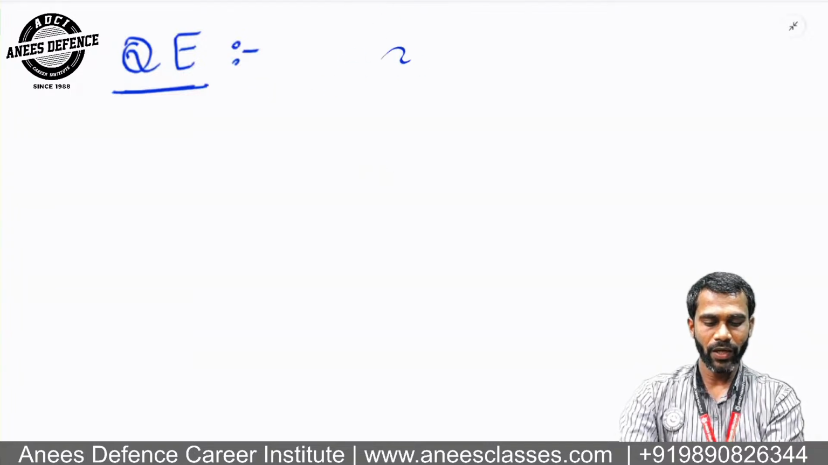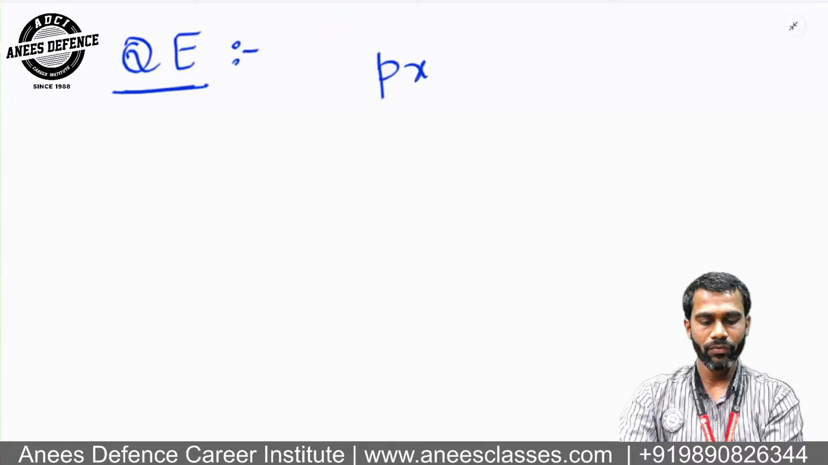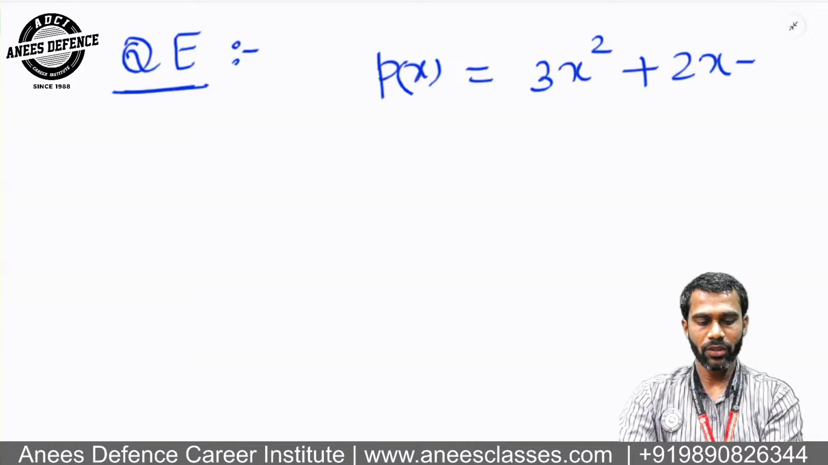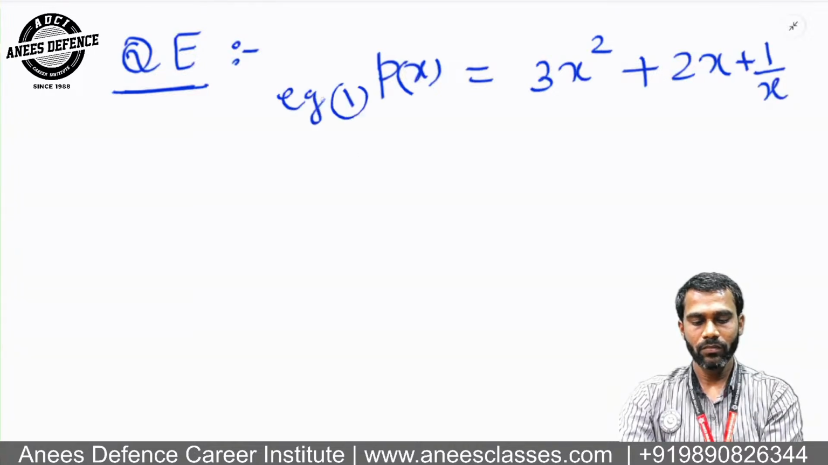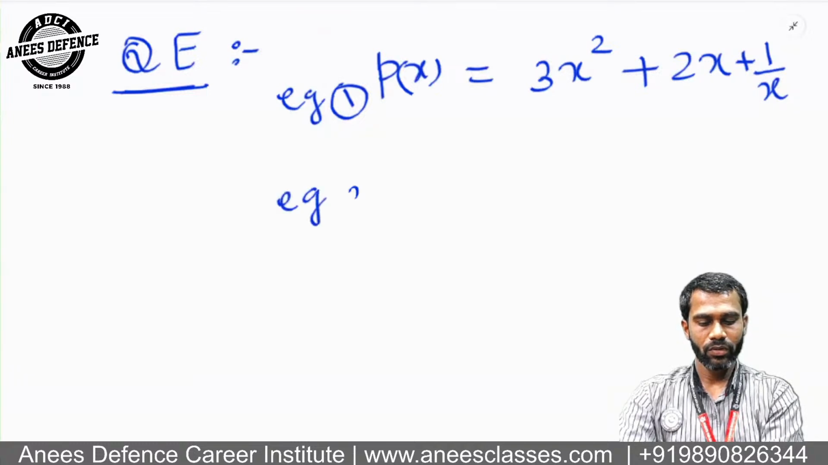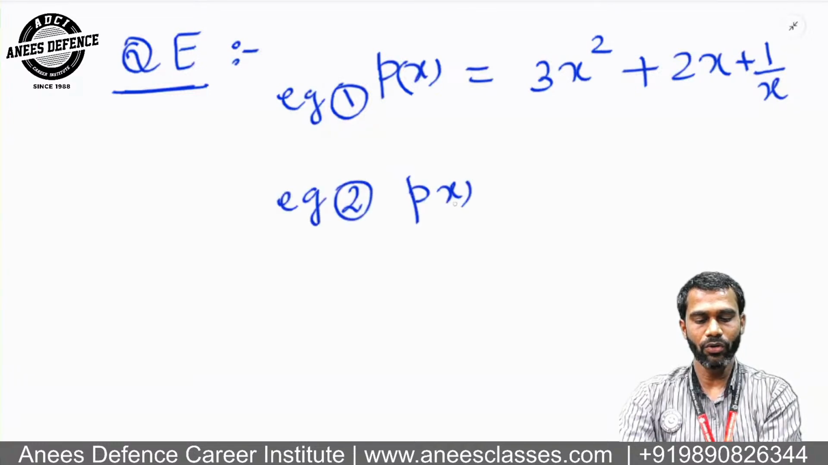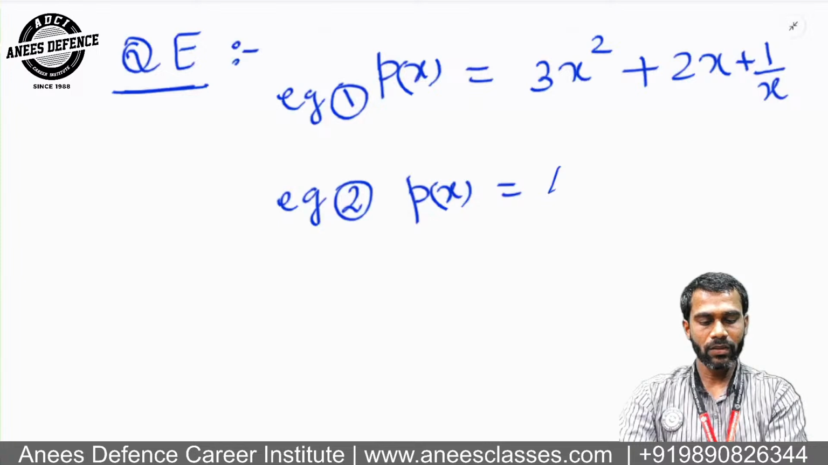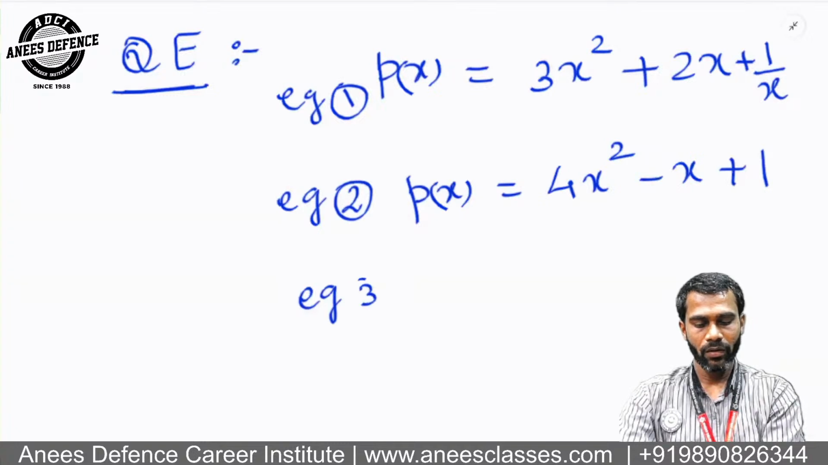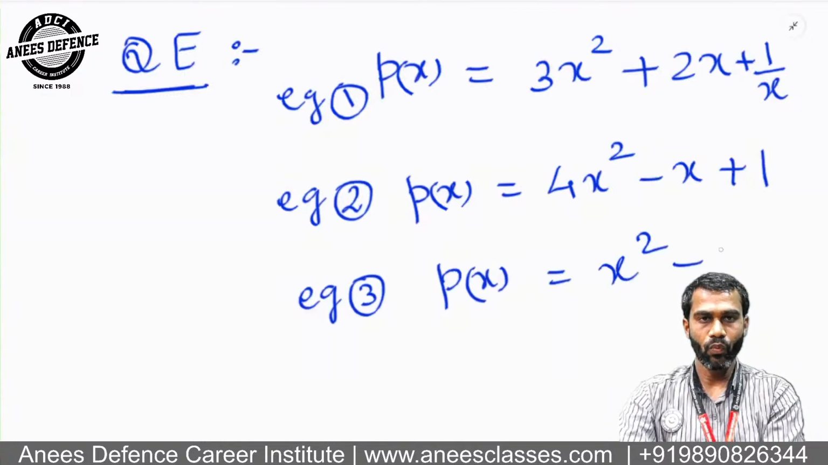Okay. Suppose we have p of x is equal to 3x square plus 2x plus 1 by x. So this is example number 1. Example number 2, suppose we have p of x is equal to 4x square minus x plus 1. And number 3, p of x is equal to x square minus 1.